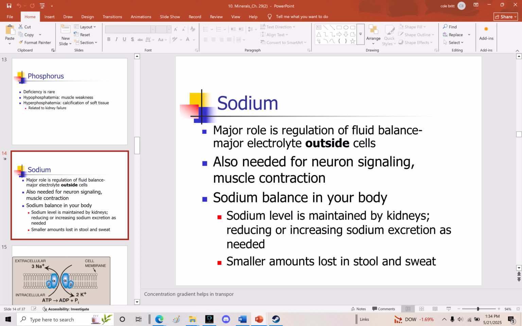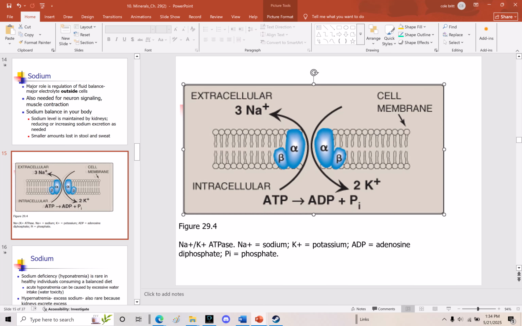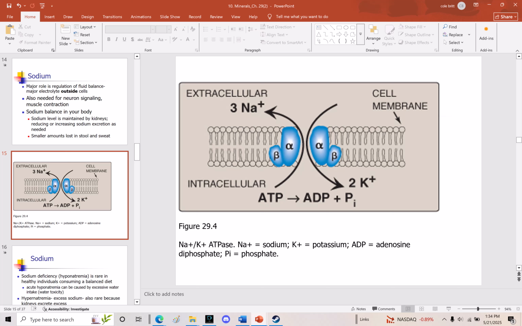But here's the membrane potential first. Again, there's a lot more sodium outside of cells than inside, and that's going to be maintained by this sodium-potassium ATP pump. You pump 3 sodiums out, and bring 2 potassiums in, and that's going to help you maintain this concentration gradient of a lot of sodium outside of cells and a lot of potassium inside of cells. And this gradient is really important for neural signaling.